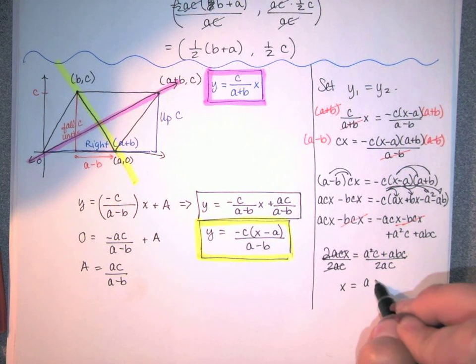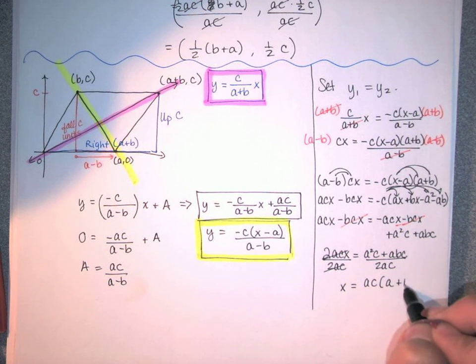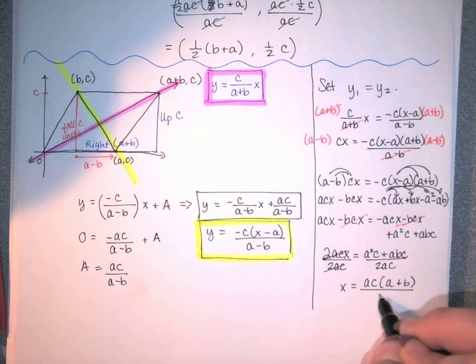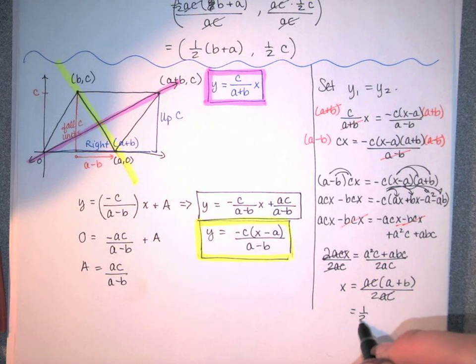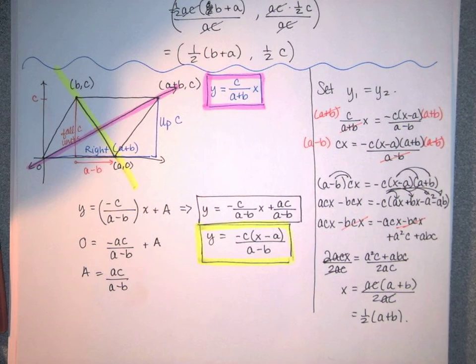Factor out the ac in the numerator. ac times a is the first term, ac times b is the second. Ah, you see it? Bam! X is 1/2 of a plus b, which is what it's supposed to be. That's a very, very good thing. So we found that x value is what it's supposed to be.